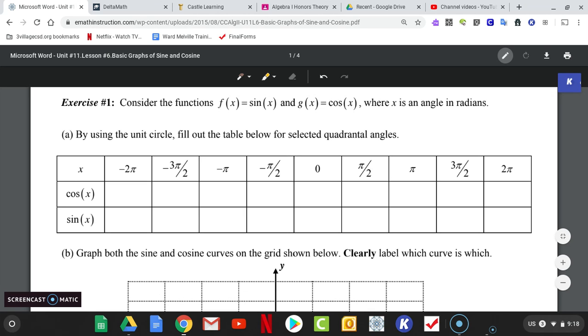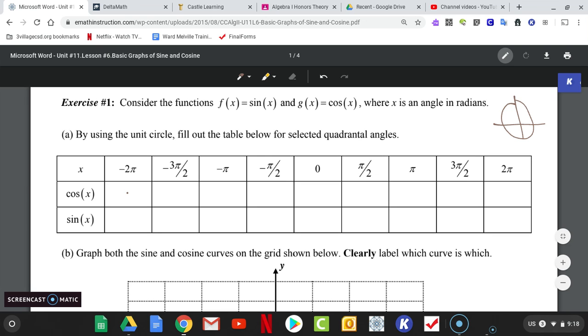But anyway, letter A. By using the unit circle, fill the table below for selected quadrantal angles. Nice word. You need to have your calculator out today because we're going to be graphing, and I want you to be able to see it on your calculator. So what's the cosine? Now I'm going to show you. We might as well show a little unit circle right here.